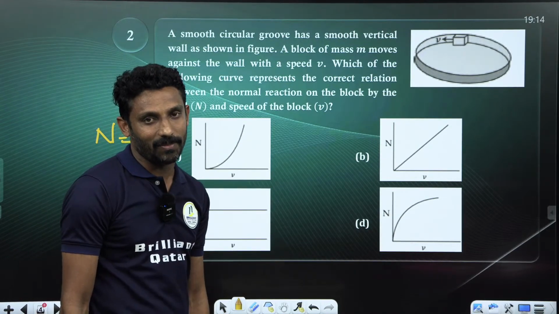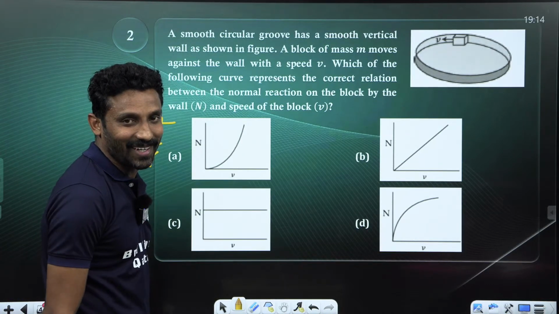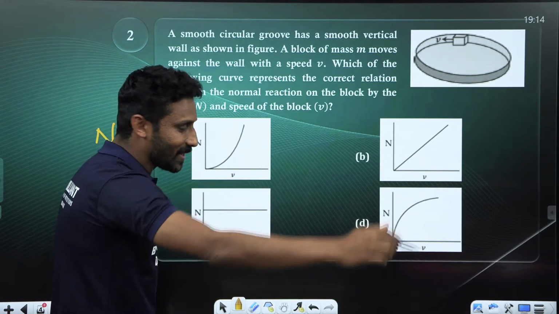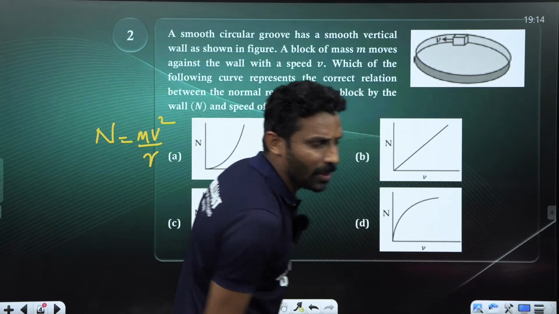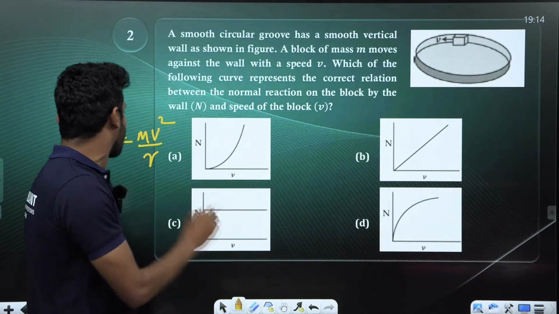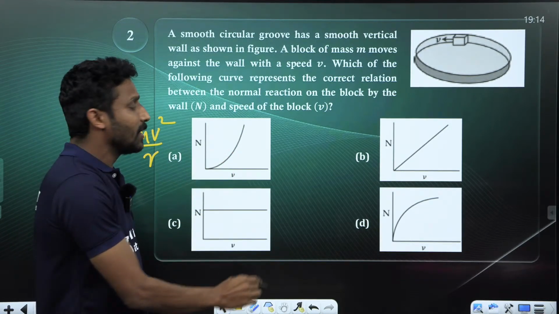And they are asking, here is a graph given between N and V, and which is the correct representation. It's very clear that this N is directly proportional to V square. Clear? So yeah, as you said, this is option A only. Many of them are answering option A because N proportional to V square means this is parabolic only. So this is the answer.